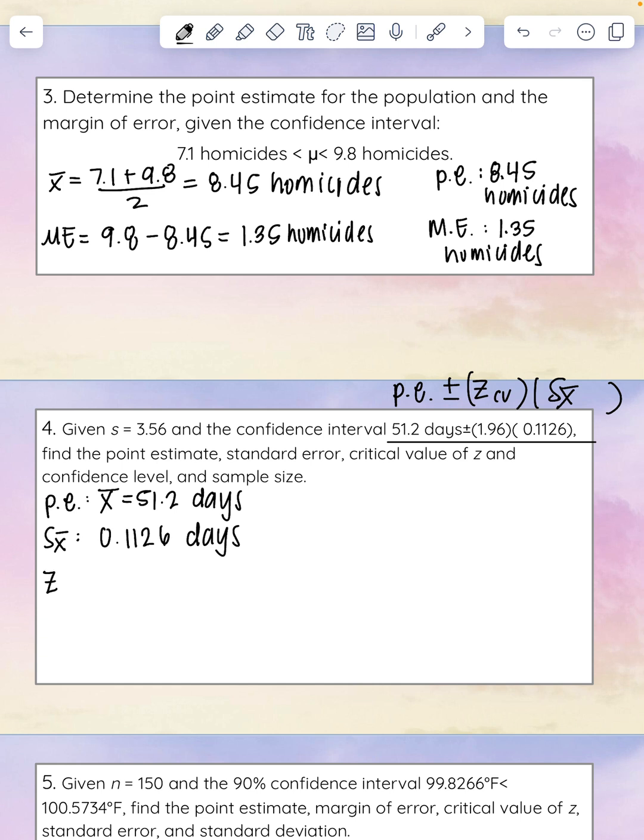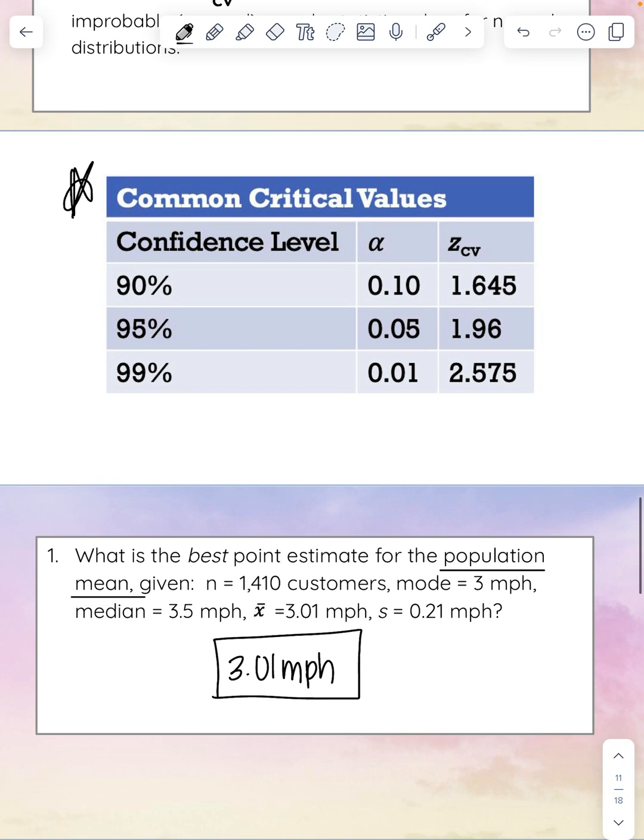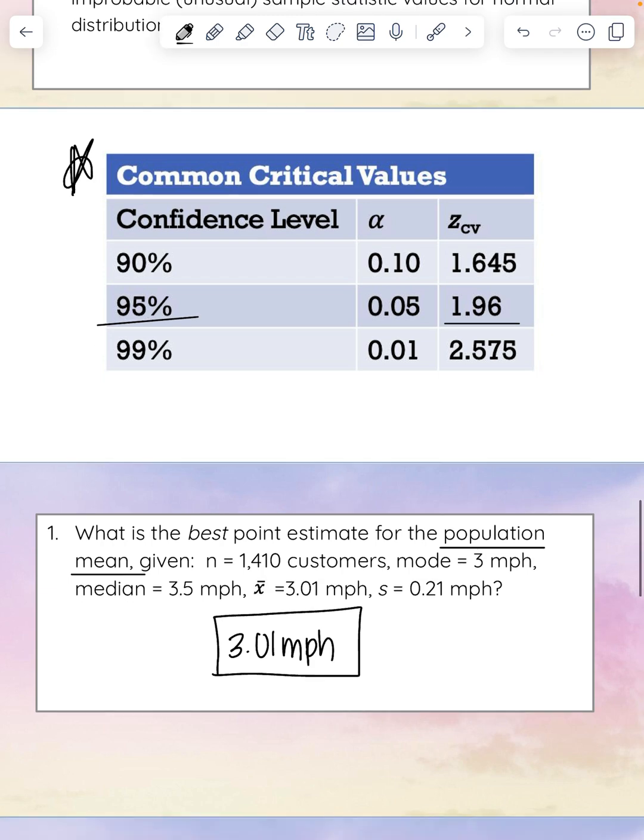Critical value of Z, 1.96. That's measured in standard deviations, so you don't put a unit. That's very similar to your, basically a Z-score. Okay, now that we have the Z-score, the critical value of Z is 1.96, you can use this table. Since the critical value was 1.96, my confidence level is 95%.